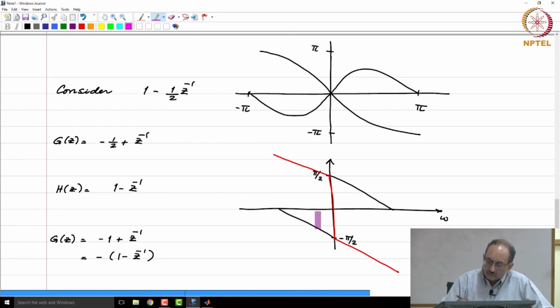Therefore, this shifts up by a value of pi, and this has to shift down by pi. Therefore, the curve in red corresponds to the phase response of g of z. So, these examples illustrate that even though the magnitude response remains the same, the phase response is drastically different.